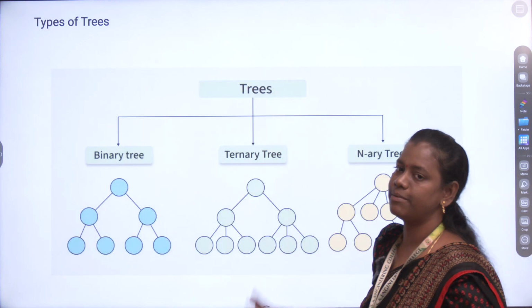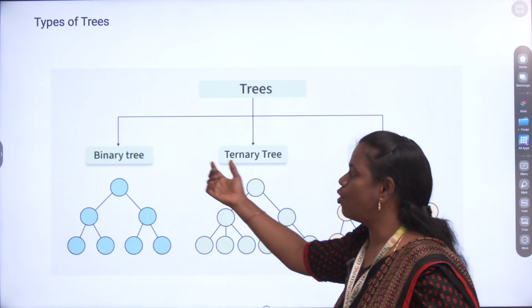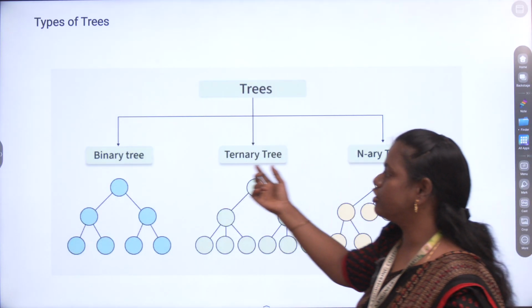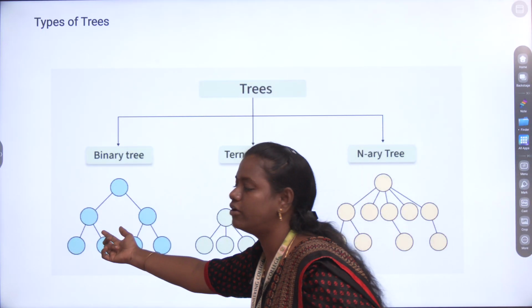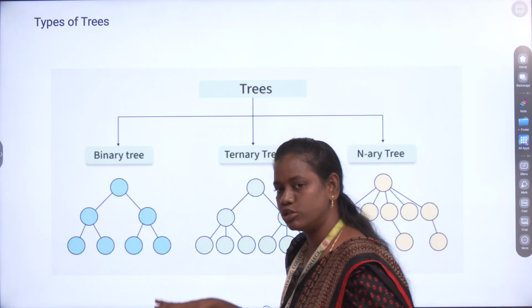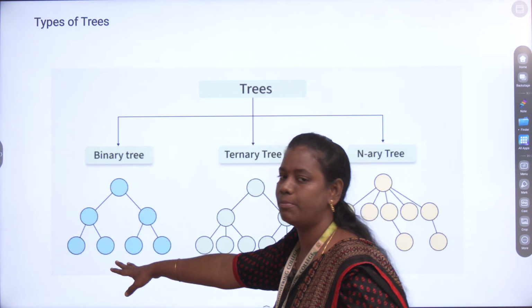And then next is types of tree. Your tree is generally divided into 3 types. One is binary tree, another is ternary tree, and another one is n-ary tree. So your binary tree is nothing but a node which contains 2 children. That is called binary tree. Either 0 child or 1 child or 2 children, but not more than 2 children. That is your binary tree.